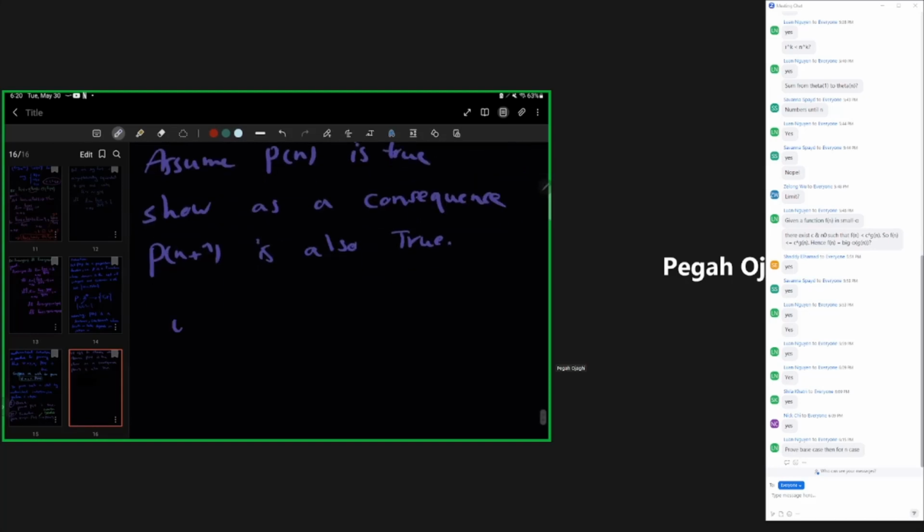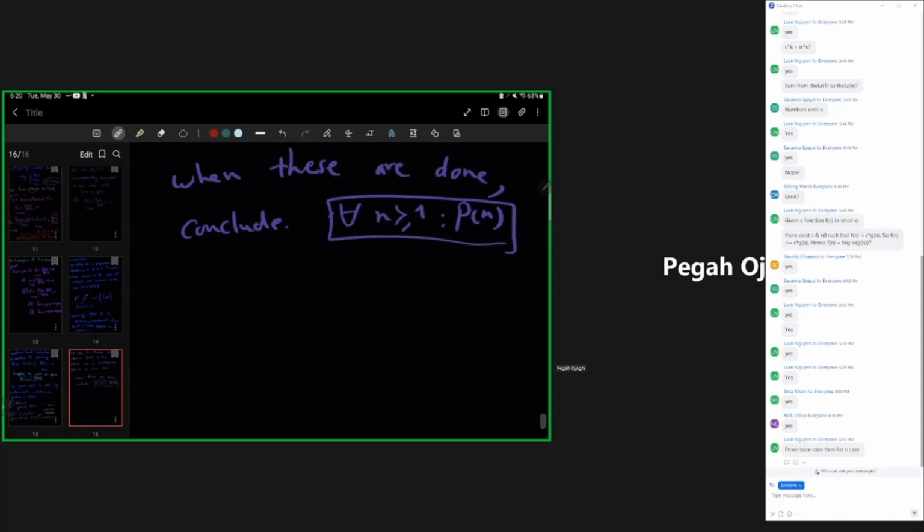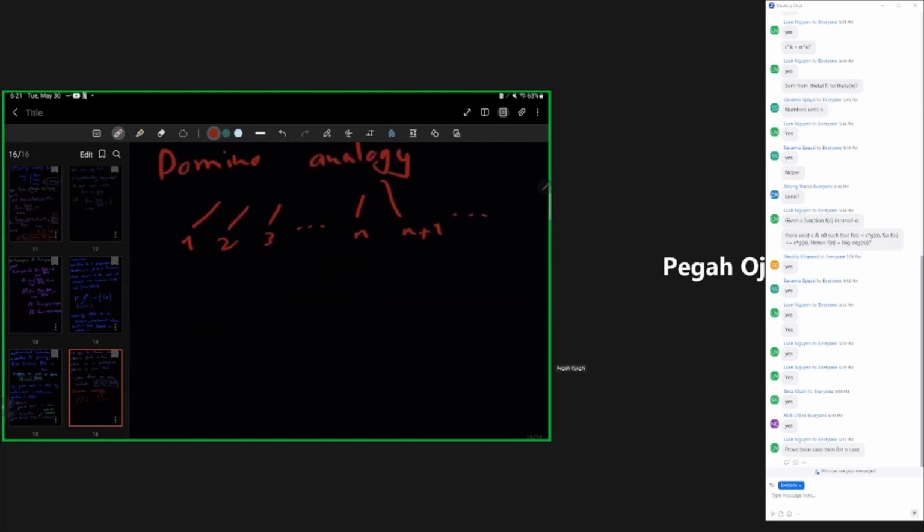When these are done, what do we conclude? We conclude if we show the base case and if you show Pn is true, and then show that Pn plus 1 is also true, what's going to happen? We conclude that for all n greater than 1, Pn is true overall. So that's the proof. It's like a domino analogy. What does that mean? It means that you show 1, 2, 3, and go all the way to n. I consider everything up to n is true. Then I show n plus 1 is true. So this is going to be for n plus 1.